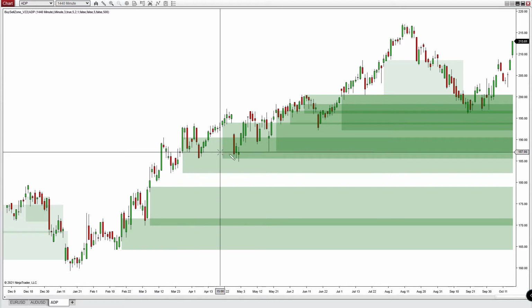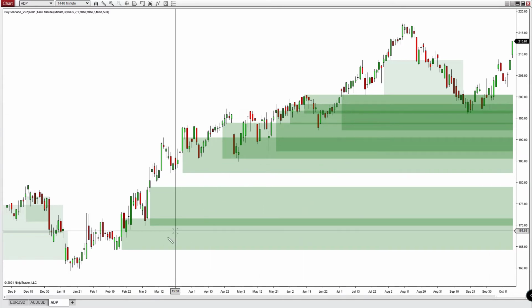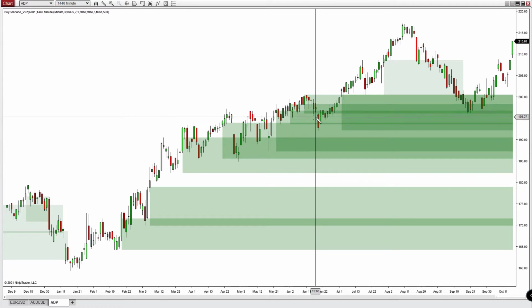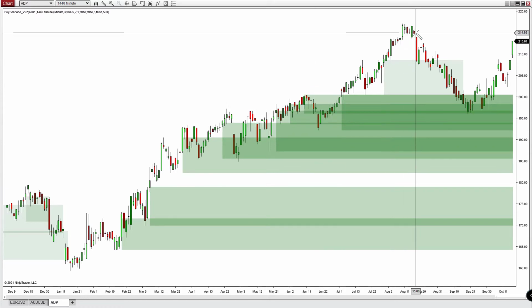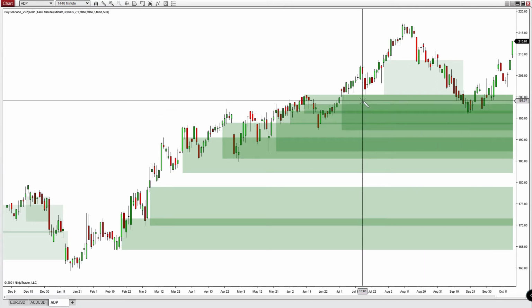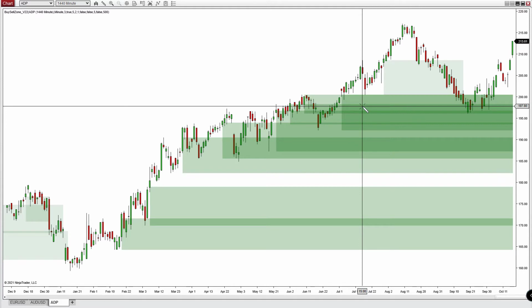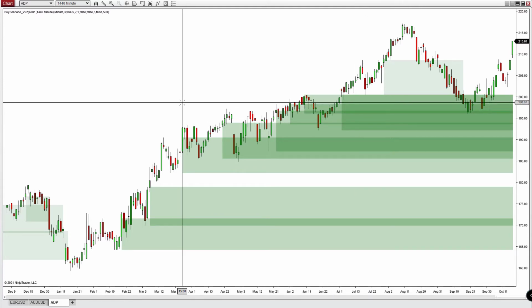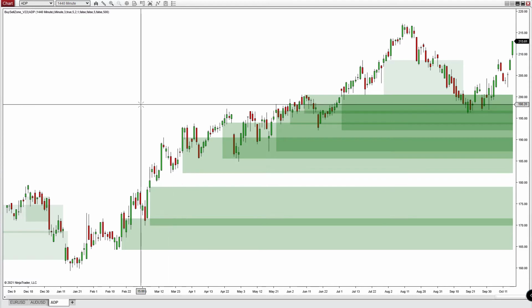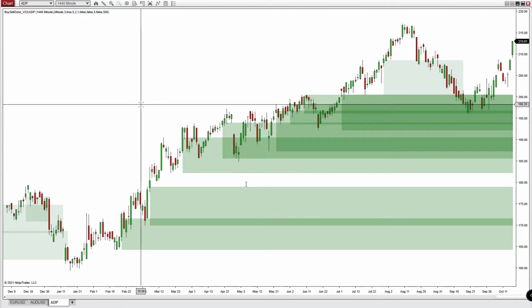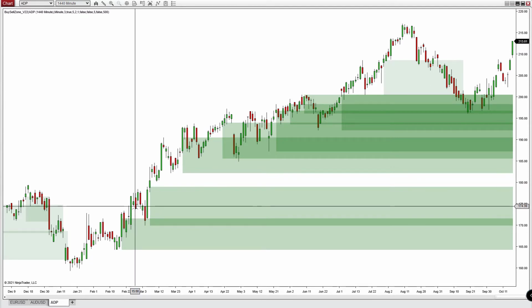When I have an extended move like this, I want to understand how many zones sequentially do I have, and when I have a retrace into a zone, I want to understand what number that zone is that price has moved back into. So in order to count these zones, here's what we need to do. I am going to have to label every one of these zones so you can fully understand the way this works.